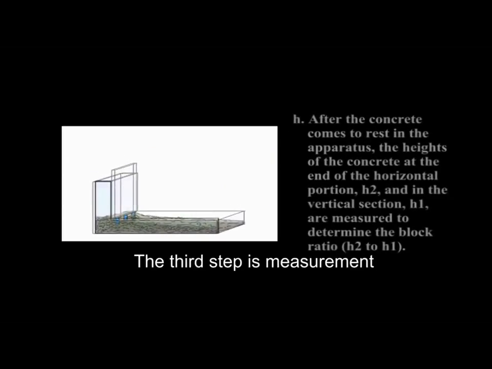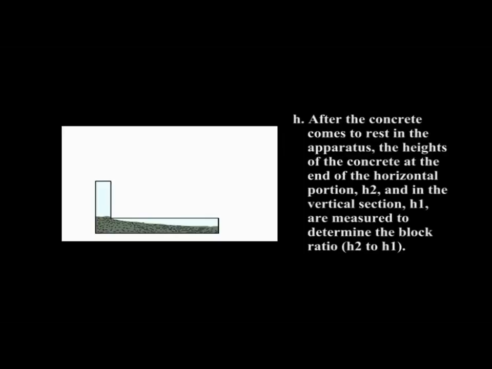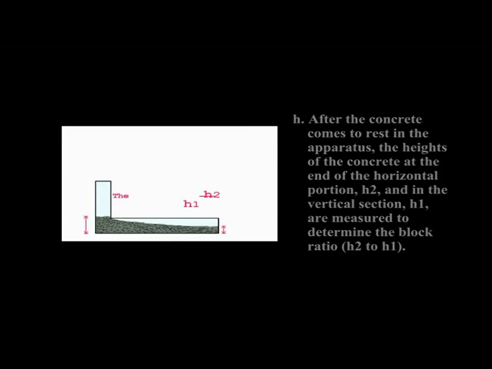The third step is measurement. H. After the concrete comes to rest in the apparatus, the heights of the concrete at the end of the horizontal portion, H2, and in the vertical section, H1, are measured to determine the block ratio, H2 to H1.